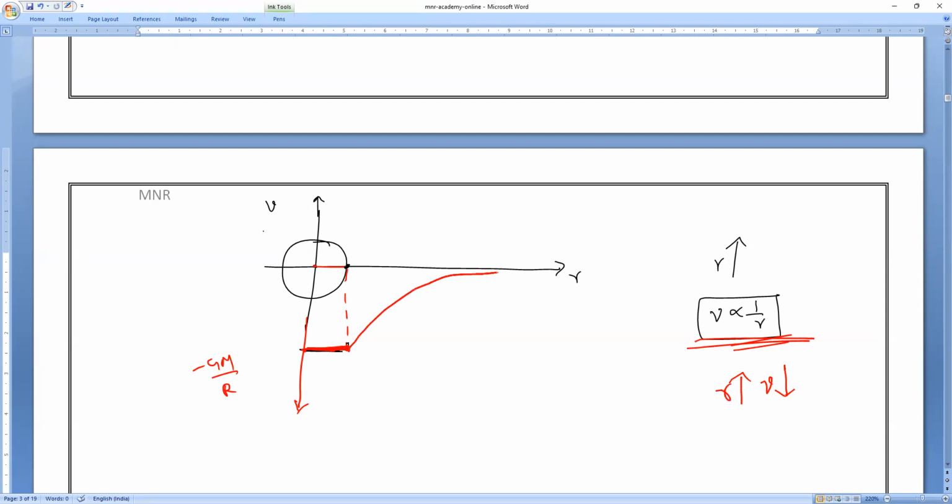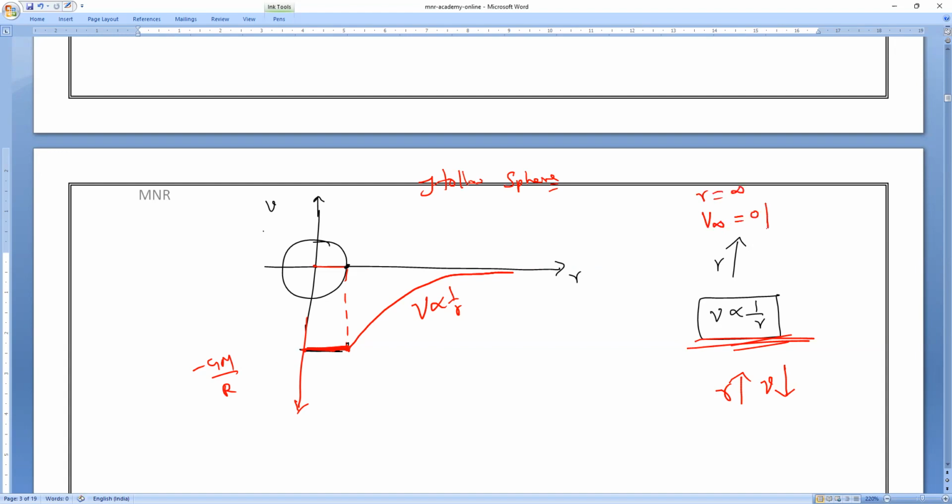It almost reaches 0. So V is inversely proportional to R. This is the graphical representation of V versus R for a hollow sphere, or we can say a shell. Clear, everybody? So finally, when R becomes infinity, what is the value? R is equal to infinity.